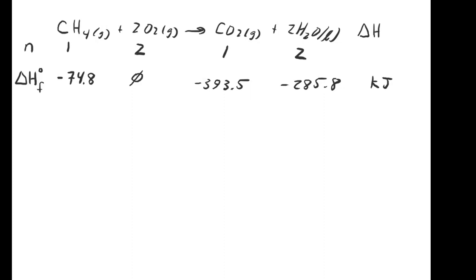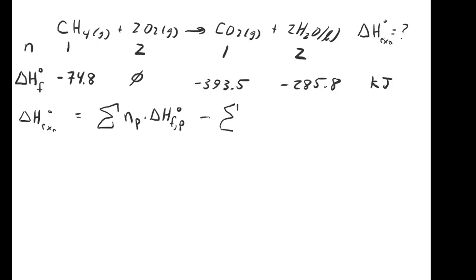Now this is combustion, so we can call it combustion or we can call it reaction under standard conditions. Okay, so here's how you go about it. You use that equation. So let me show you that equation again. Delta H of reaction is the sum of the number of moles of each product times delta H of formation of each product minus the sum of the number of moles of each reactant times delta H of formation of each reactant. Okay, it looks complicated, but it's actually pretty simple.